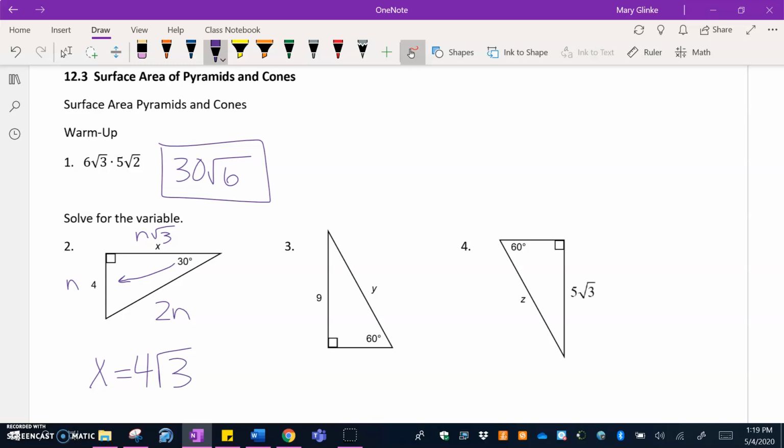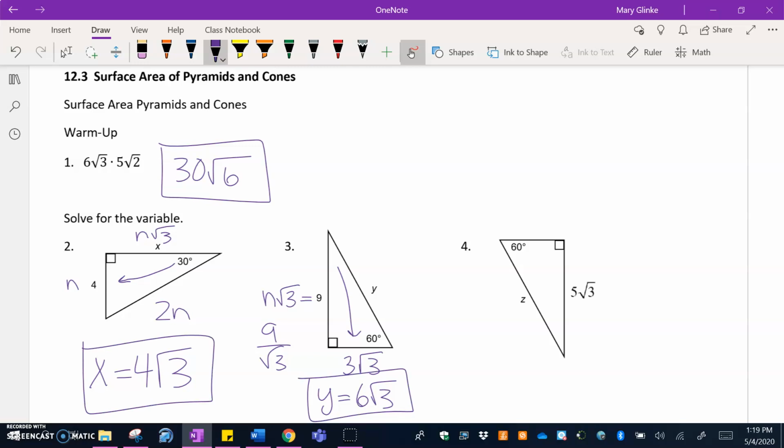For this next one, we have the side across from the 60, which represents our n root 3 side. So to get n by itself, you would divide by root 3, and then you would have to rationalize. And so you would get 9 root 3 over 3, which reduces to 3 root 3, and that would be across from the 30. That would be your shortest side. Then to get your y value, you're going to go ahead and double that to get 6 root 3.